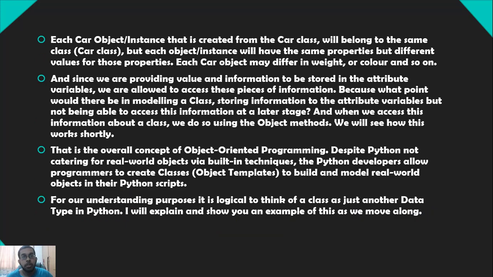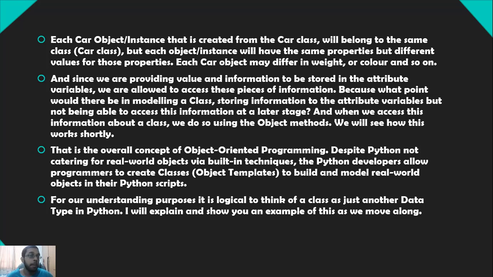Each car object or instance that is created from the car class will belong to the same car class, but each object or instance will have the same properties but different values for those properties. Each car object may differ in weight or color and so on.